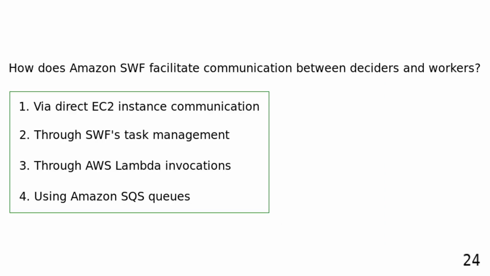How does Amazon SWF facilitate communication between deciders and workers? Via direct EC2 instance communication. Through SWF's task management. Through AWS Lambda invocations. Using Amazon SQS queues.